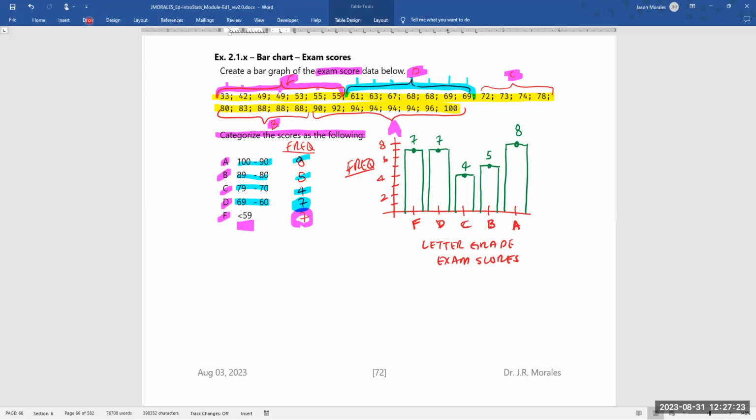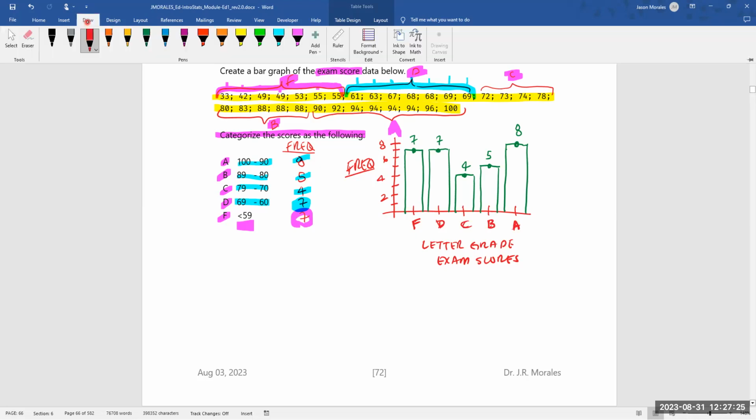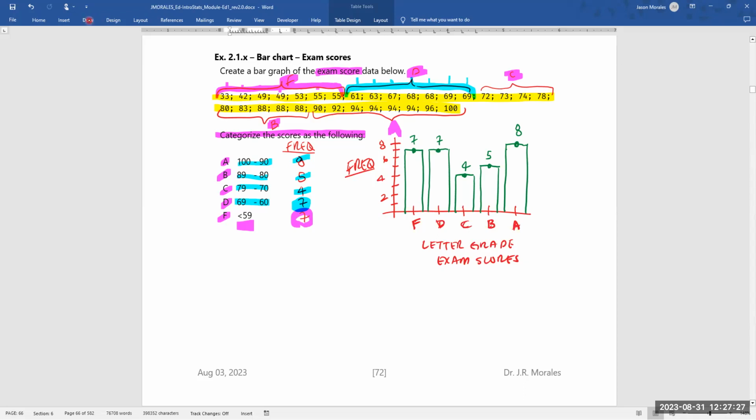Let's choose that color. So for an F, we have a frequency of 7. We're going to draw a bar around this label of F, and we're going to go up to 7 on the y-axis. And that is our bar representing the frequency of F's in class.